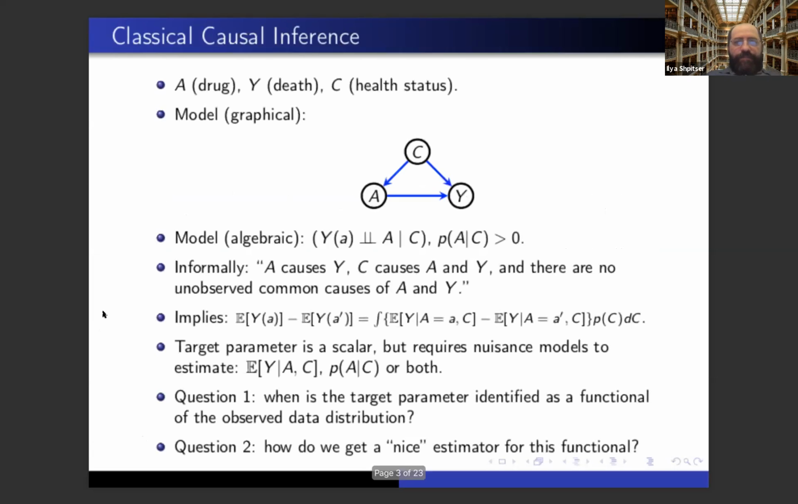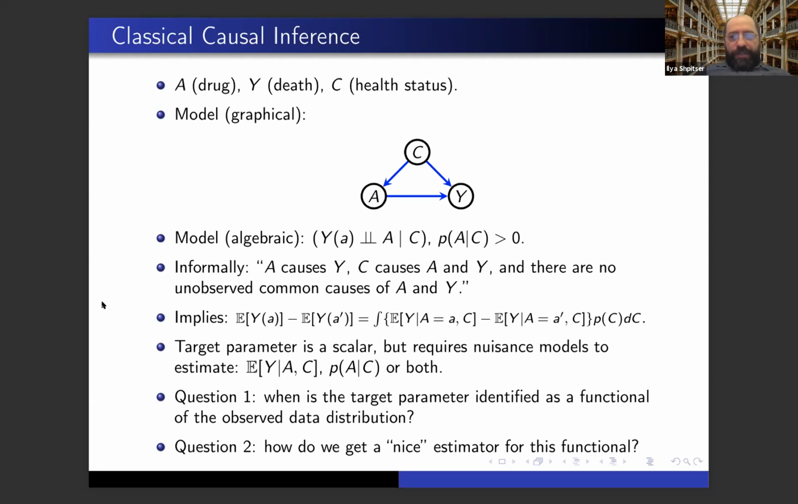Okay, so this is a causal inference talk. In causal inference, this is sort of the simplest interesting model, the backdoor or the conditionally ignorable model. We have some covariates, a treatment and an outcome. We want the average causal effect, which happens to be identified by the adjustment formula or the G formula. And the interesting thing with causal inference is the target of interest is a scalar, but to get it, we need to estimate some nuisance models.